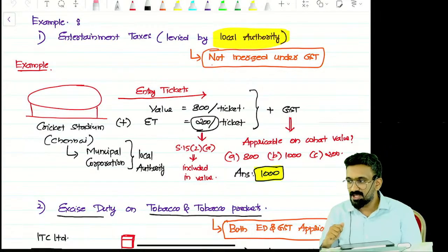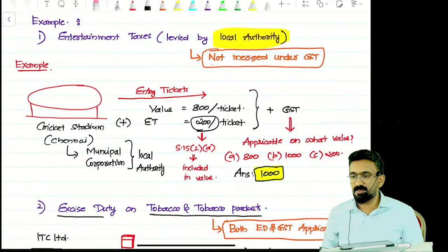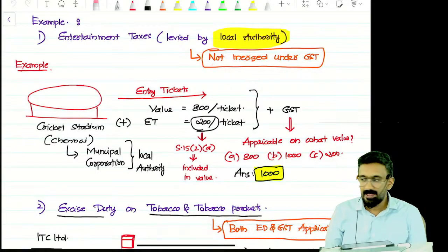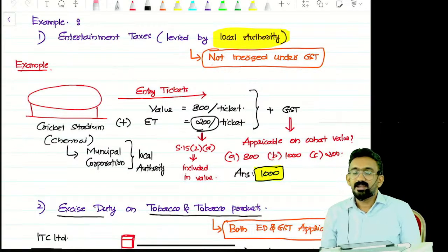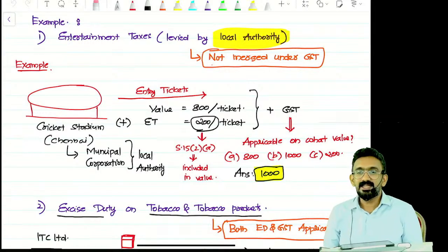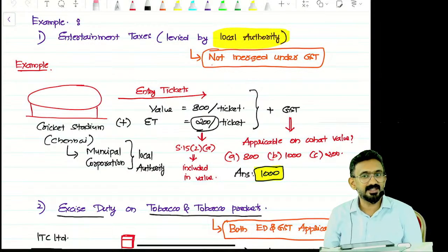And the next question, say suppose you're going to Chepauk Stadium to watch a match. The entry ticket value is 800 rupees per ticket. Apart from that, what do you have? ET. What is ET written here?